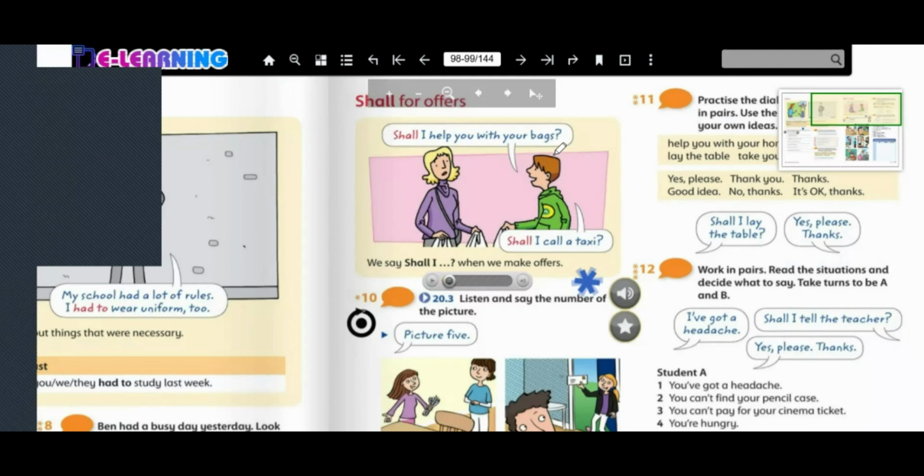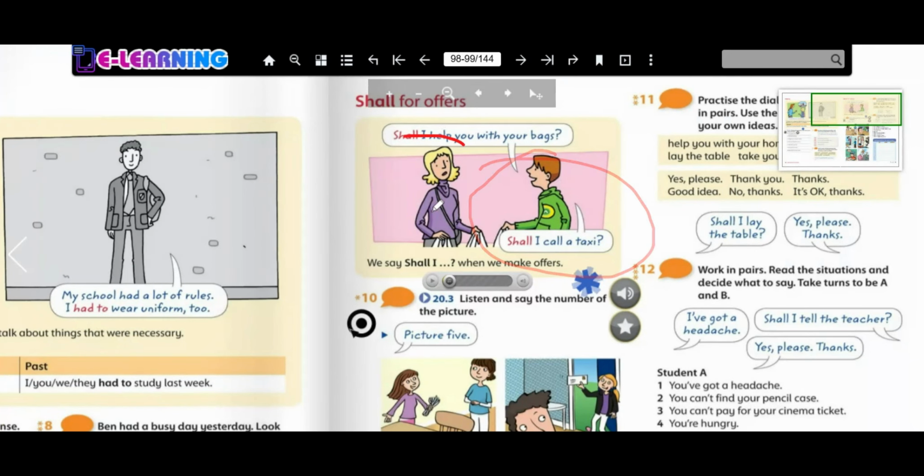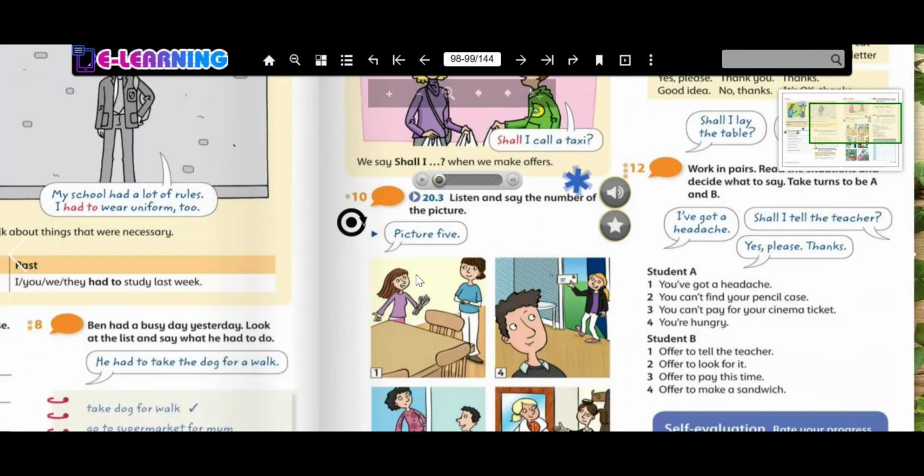All right. So look at the example. This woman is carrying 2 heavy bags. So this man is offering the woman some help. What did he offer? Shall I help you with your bags? Or shall I call a taxi? So this man is offering this woman some help. That's when we use shall I, when you want to offer other people help.